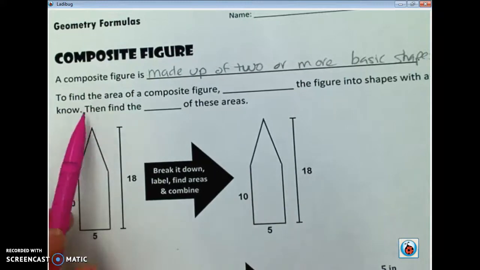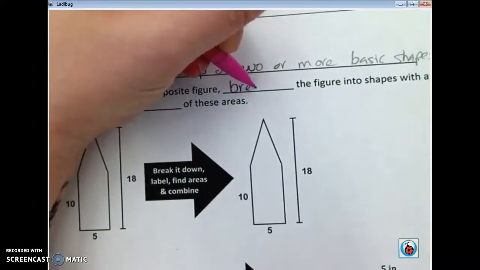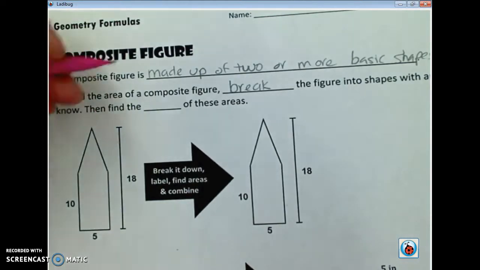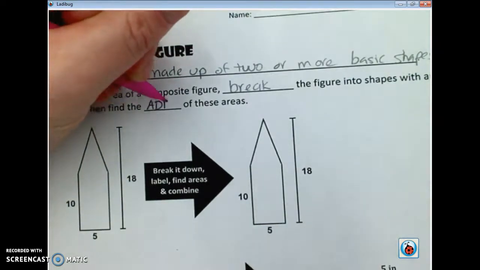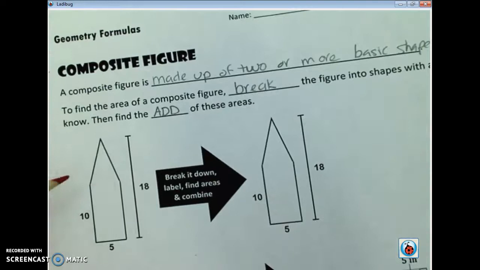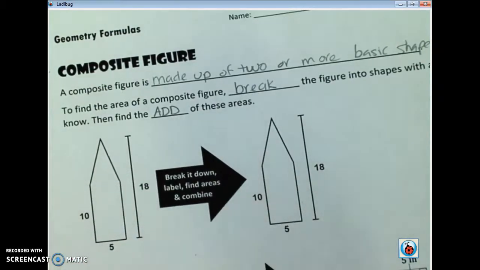All right, so to find the area of a composite figure, you want to break the figure into shapes with areas you know. So we know triangles, squares, rectangles, parallelograms, trapezoids. So we want to find and break them up into familiar shapes that we can find the areas of. And then we are going to add them all together. All right, so again, for you visual people, this is where I think colors come into play. All right, so in this one, I'm not going to touch this. I'm just showing you what you would do on this figure here.